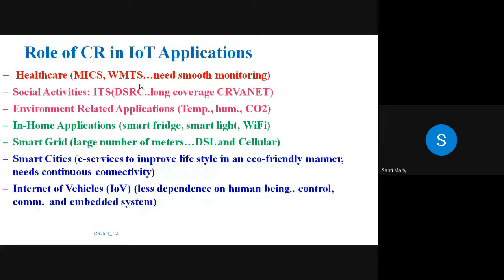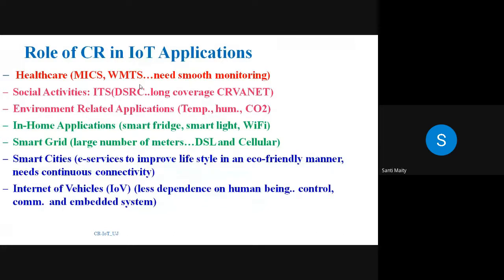costly affair. Furthermore, the traffic management system in the form of smart traffic lights can also be viewed as an example in the social domain. But again, we need to explore many roadside units and long coverage zones, which is a costly affair. And communication technology needs exploration. So these are the social activities.